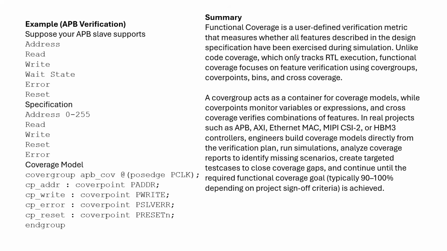Study this summary. So you know the coverage model, how to write that. Okay, this is one coverage model, cover group name at the rate posedge clock. Here I need to check address, read, write, and wait state, error, and then reset. In my specification all these scenarios I am writing. Then in my cover group also, I'm mentioning address, write, error, reset.